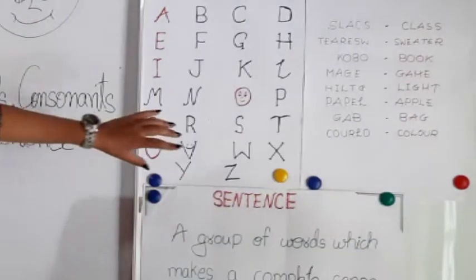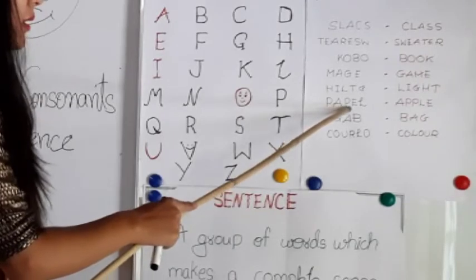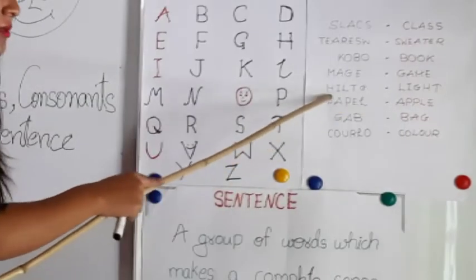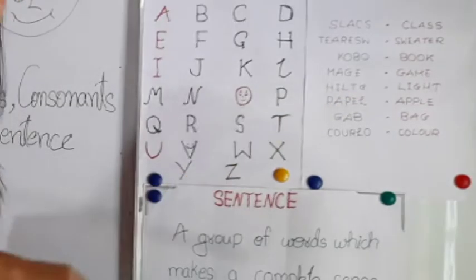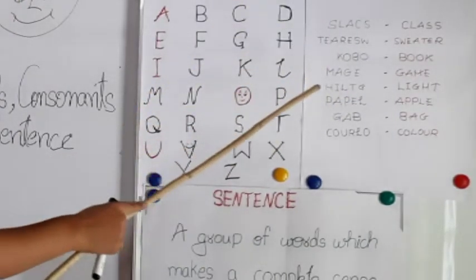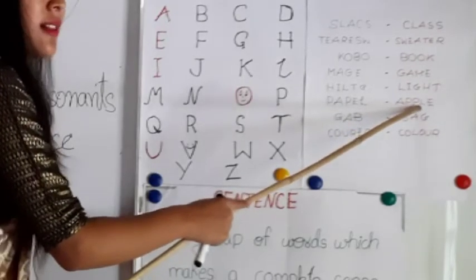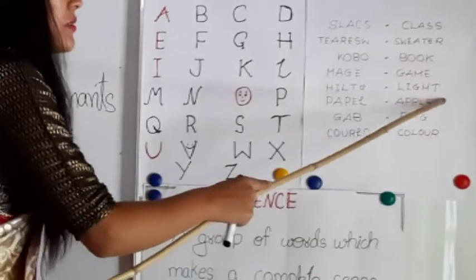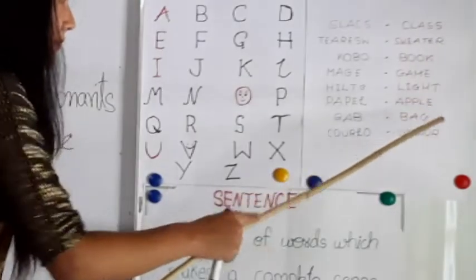Let's go to the next word. P-A-P-E-L. Papel. Have you ever heard this word? No, we haven't heard this. So let's rearrange it. A-P-P-L-E. Apple. Yes, apple gives complete meaning, so it is a word.